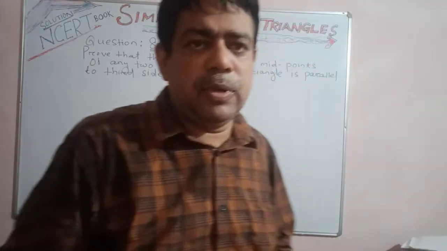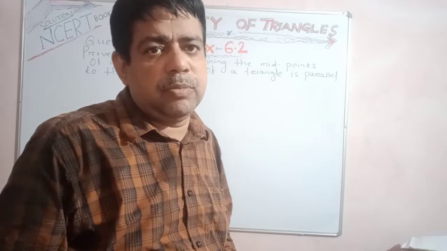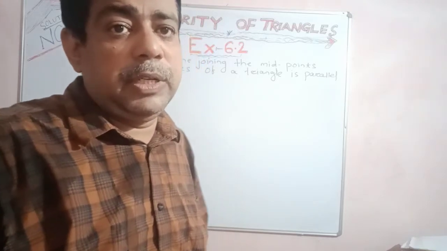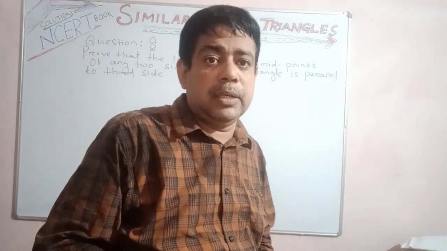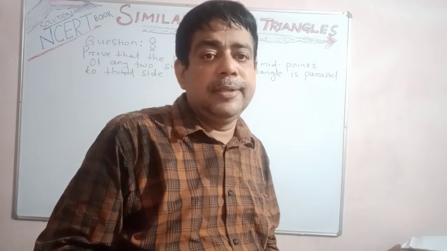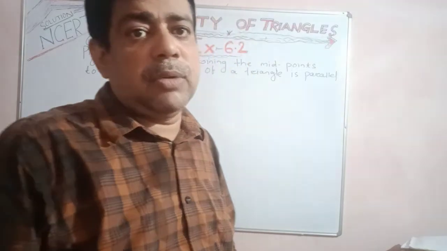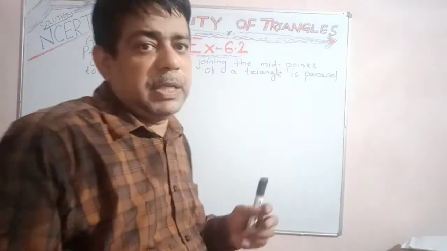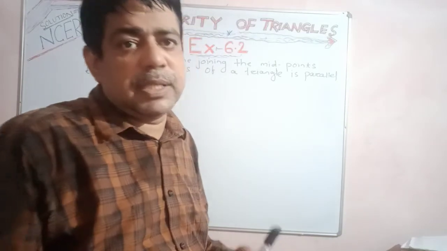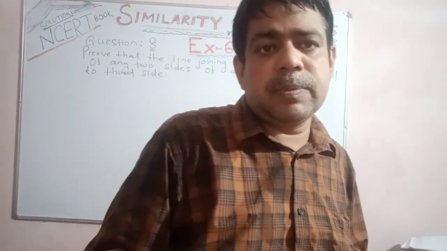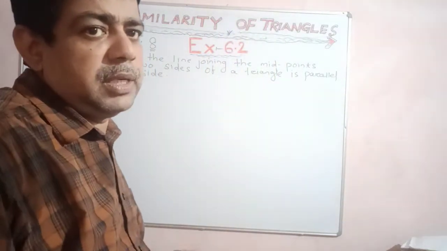Friends, here is a question for you. You already know the important statement of the midpoint theorem from class 9. As per the midpoint theorem, the line segment joining the midpoints of two sides of a triangle is parallel to the third side. We are going to prove this statement using the concept of basic proportionality and the converse basic proportionality theorem, based on the similarity of triangles.